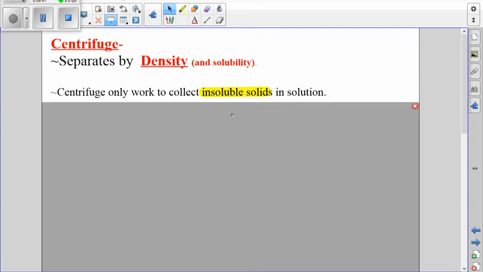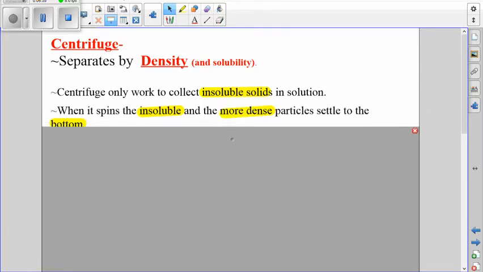But anyways, you just centrifuged the blood in your arm. That's what you just did. What a centrifuge does is it spins crazy fast. The insoluble and the more dense particles settle to the bottom of the container. Mr. Williams, in a sense, that was his fingertips. All the blood was settling to the bottom of his container, his arm, his fingertips.